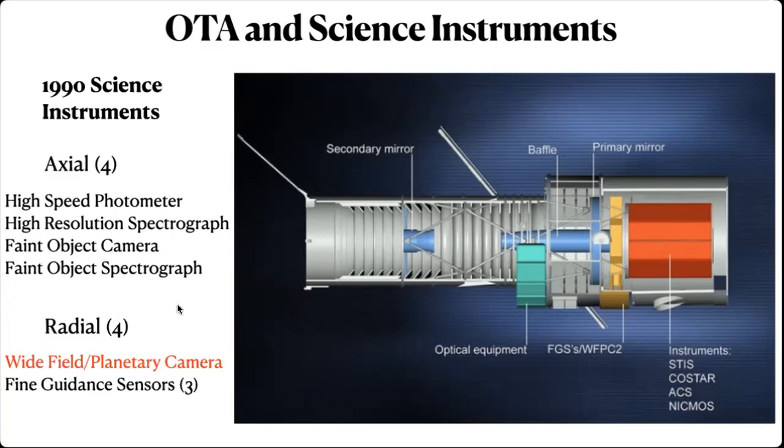So I just list the four axial instruments. As I said, they've all been replaced. There are two spectrographs included, which, as you probably know, a spectrograph is like a prism. It breaks up light into its constituent wavelengths, and a huge amount of information can be gleaned from that. There's a high-speed photometer and a faint object camera. Those are essentially highly sensitive light meters. They don't use the CCDs that we're going to talk about. They use a more sensitive type of tube to count photons, actually. And then the radial instruments, as I mentioned, the wide field planetary camera we'll talk a lot about, and then the guidance sensors.